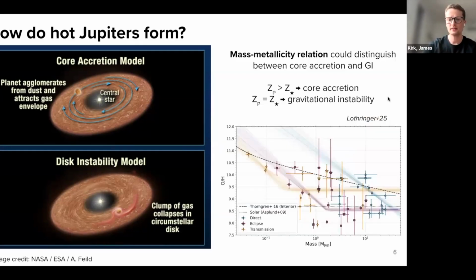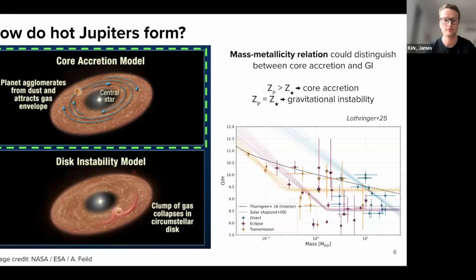And this here is a fairly recent compilation of hot Jupiters with measured near-infrared JWST spectra. And while the exact functional form of any mass-metallicity relation remains uncertain, there does at least appear to be a dependence of a hot Jupiter's metallicity on its mass. So, taken together then, we can move forward with the assumption that hot Jupiters are forming via core accretion.